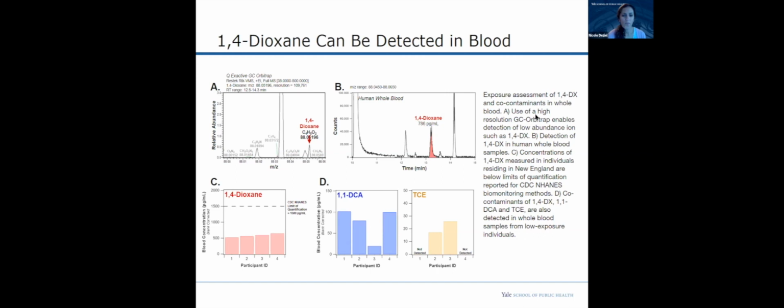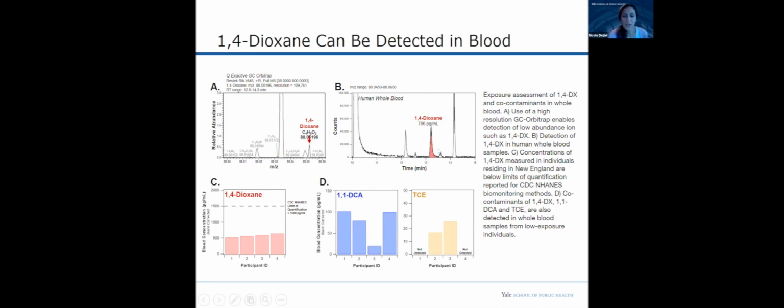So here I'm presenting some results from Dr. Pollitt's lab. In panel A, this is an example of the chromatogram and the results that we get from her methodology by using this micro extraction and then the GC Orbitrap instrumentation. We are able to detect 1,4-dioxane, as you can see here. It comes out at the molecular weight of 88.